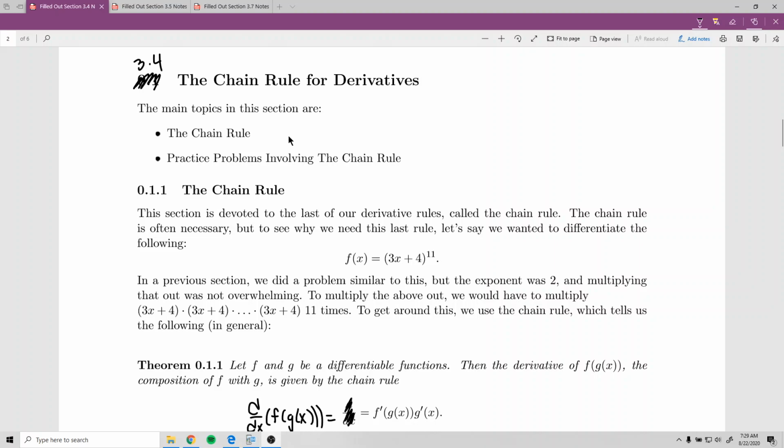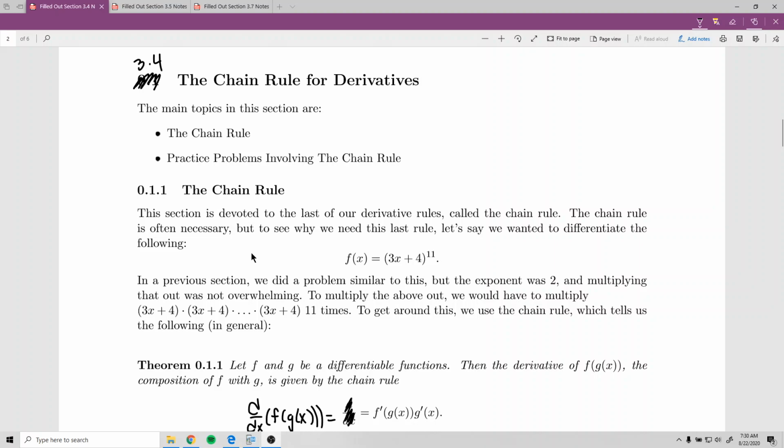And like with the previous sections that just build on the previous material, when you interact or see problems that use the chain rule, you could also be asked to use any of the other rules like the product or quotient rule, the power rule, the derivative of e to the x, natural log of x, and associated things.